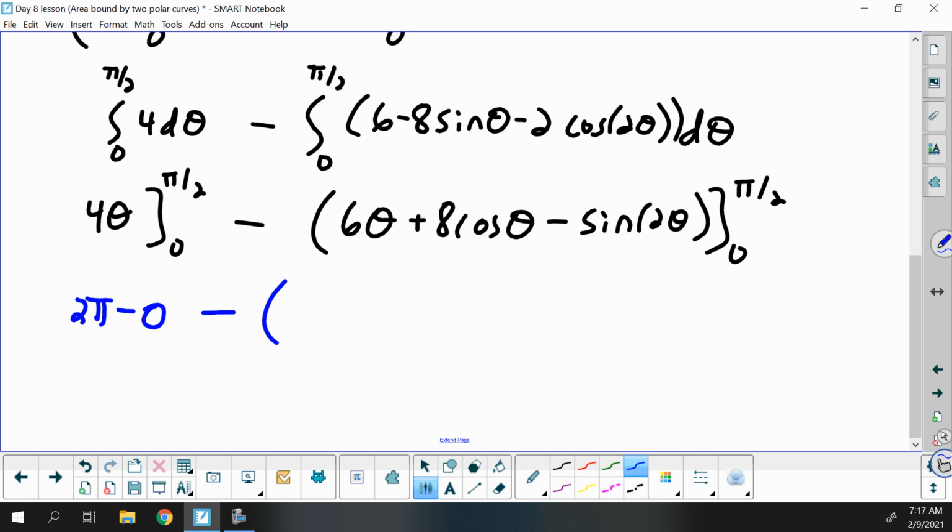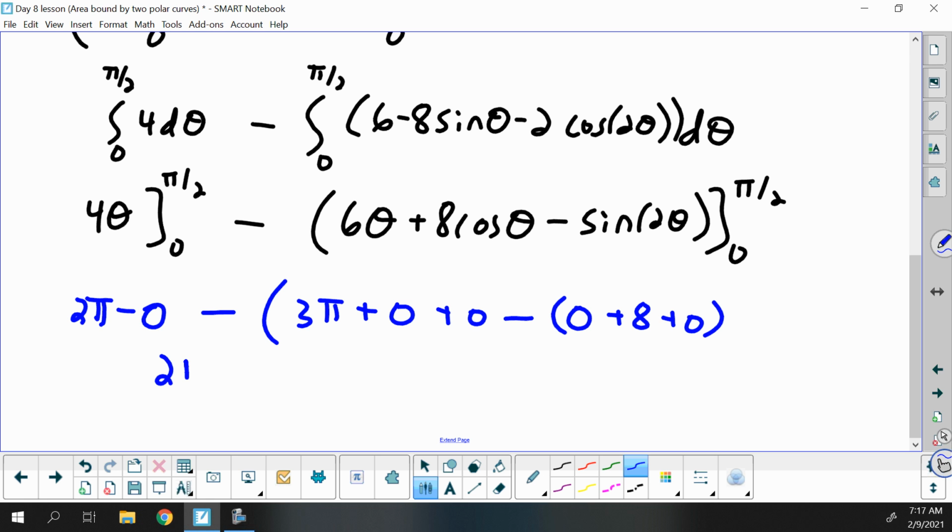And minus, start a parenthesis. If we sub in pi over 2, we'll get 6 pi over 2, which is just 3 pi. Cos of pi over 2 is just 0. 2 times pi over 2 gives you pi. Sine of pi is 0. Minus, start a parenthesis. When you put in 0, we'll get 0. Cos of 0 is 1, so we'll get 8. Sine of 2 times 0 is just 0.